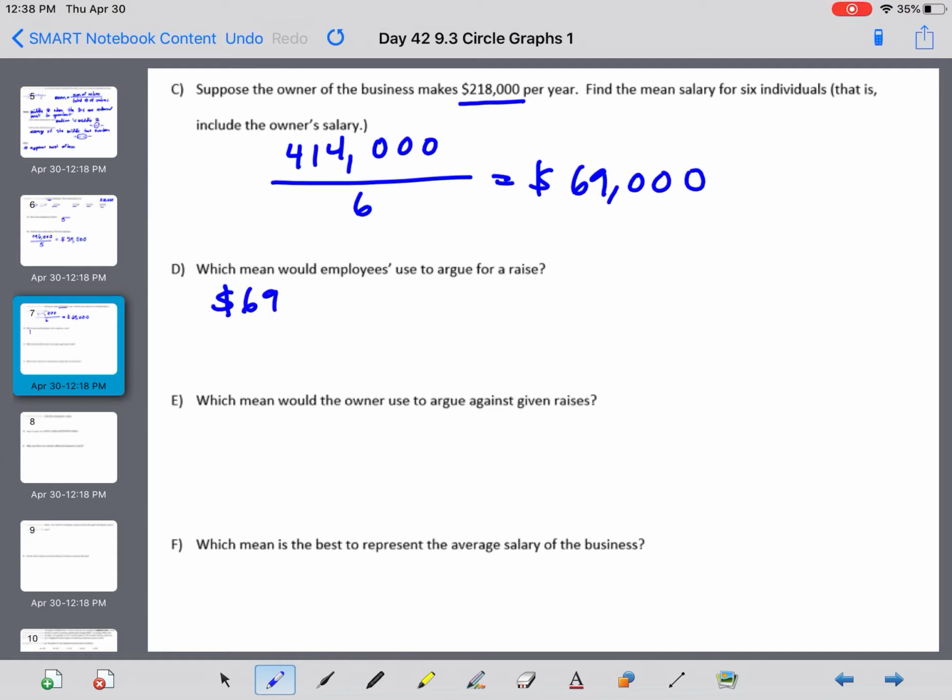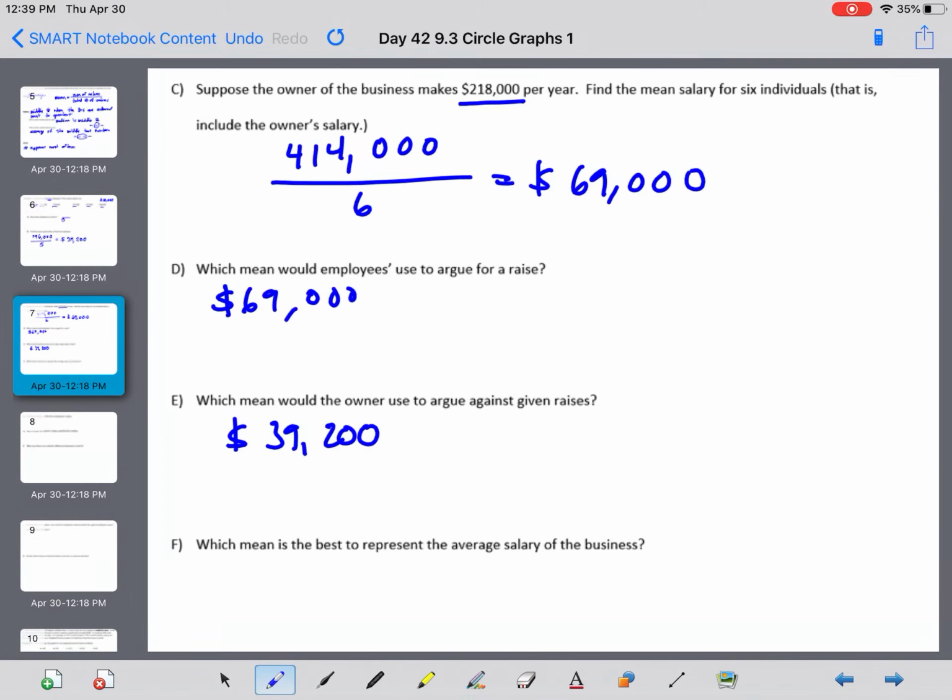Well, they would use the 69,000 because they say, hey, here's the average salary of the company and I'm only at like $35,000. I think I definitely deserve a raise because the average salary is more than $30,000 more than what I'm making. And then question E, which mean would the owner use to argue against giving raises? Well, they would probably use that $39,200 average salary because they're like, hey, this is the average salary for these 5 workers, and you're right in line with that 39,000 for the mean.